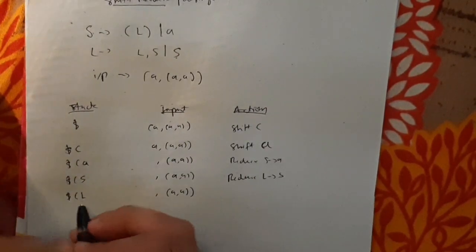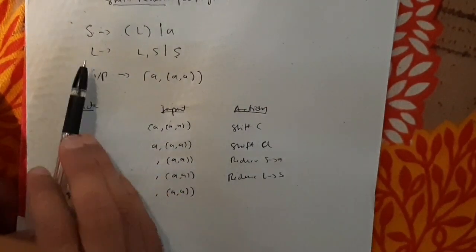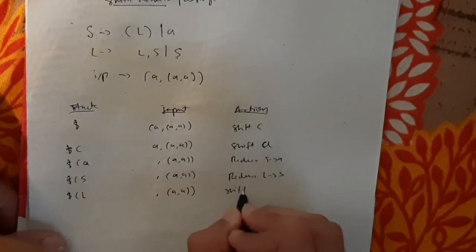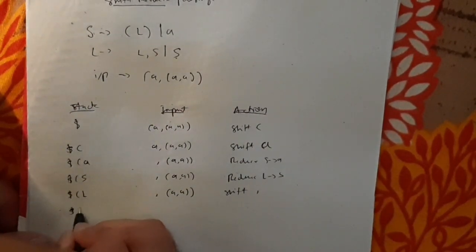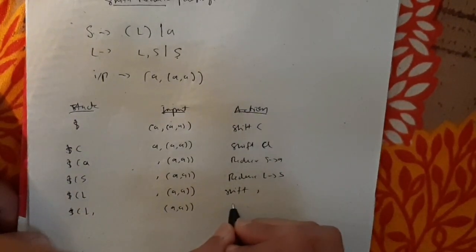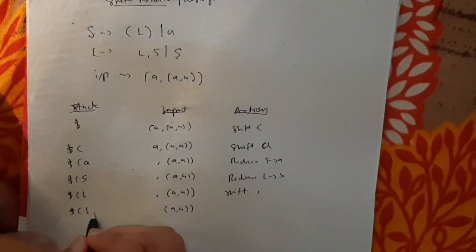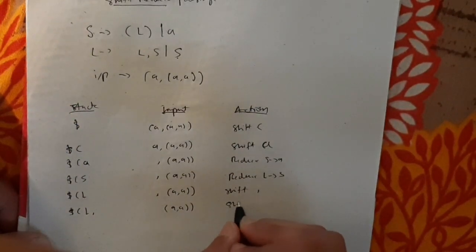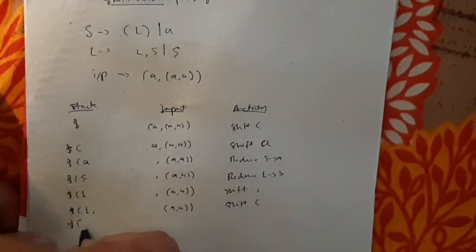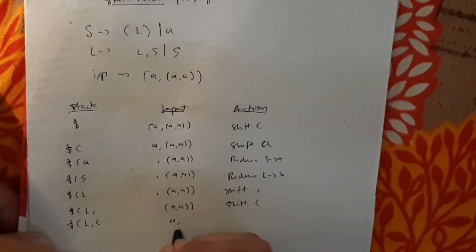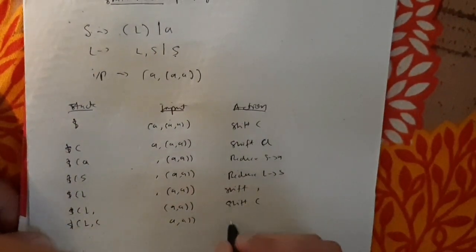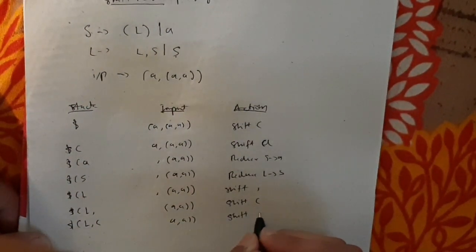Okay, so next, l is present here, can l be reduced to something? No, so we will be shifting this here, so we will be writing shift comma. When we shift comma it will be l comma, and this will be a comma a. After that, l comma is there, can we do anything? No, we can't, so again shift opening bracket, so we will be getting opening bracket a comma a. Can any operation be done here? No, so we'll be shifting a again.